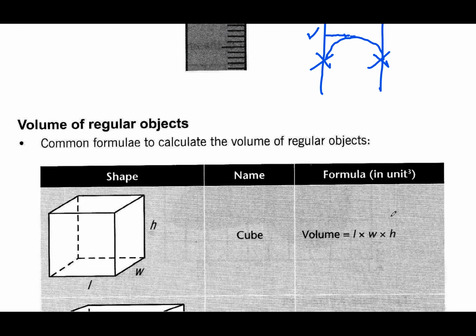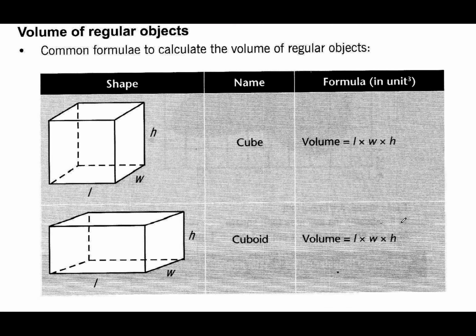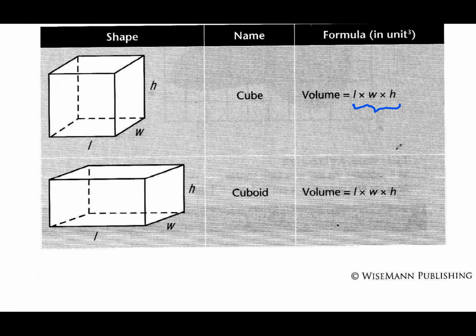To measure the volume of irregular or regular objects, we can use formulas. For a cube, the formula for the volume is length times width times height. In the case of a cube, it's actually length times length times length because the lengths are all the same. In the case of the cuboid, the length, the width, and the height are not the same, and hence the volume is length times width times height.